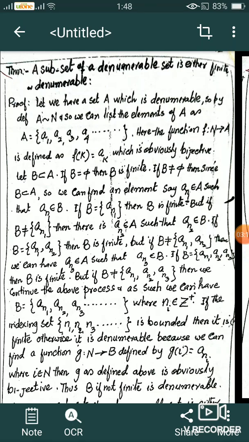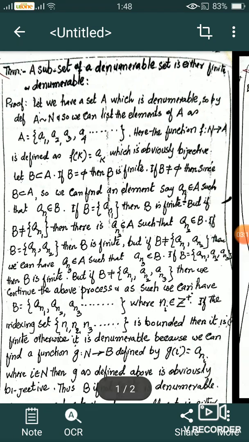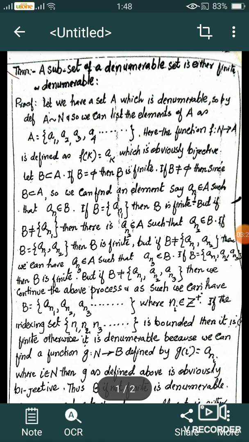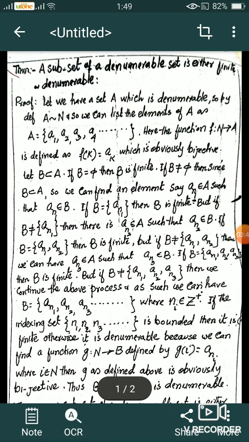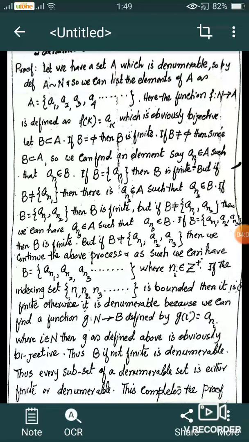As we know that A is denumerable, the function f from N to A is defined as f(k) = ak, which is obviously bijective, one-one and onto. And let B be a subset of A. If B is equal to the empty set, then B is finite. And if B is not equal to the empty set, then since B is a subset of A, we can find an element, say a_n1, belonging to A, such that a_n1 belongs to B. If B is equal to {a_n1}, which is again finite, but if B is not equal to {a_n1}, it means that B is not a finite set.